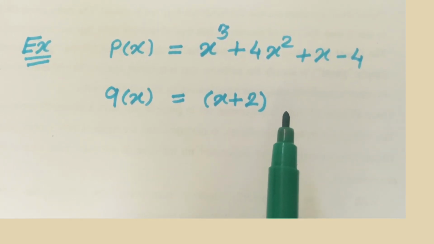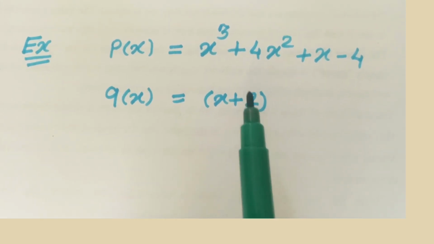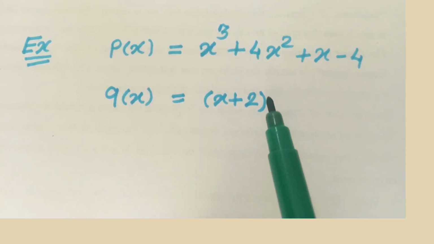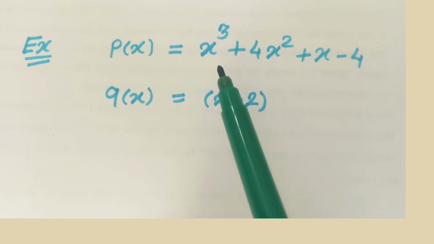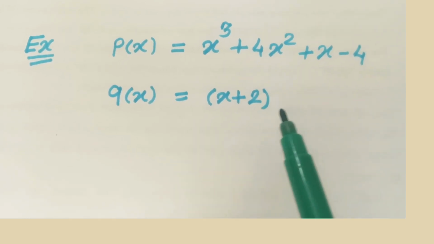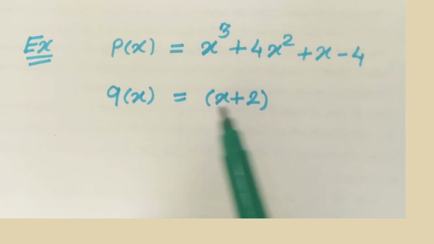Division is possible if the degree of the dividend polynomial is greater than that of the divisor polynomial. Once we get a degree less than the divisor's, you have to stop the division process. Here the degrees are 3 and 1, so division is possible.